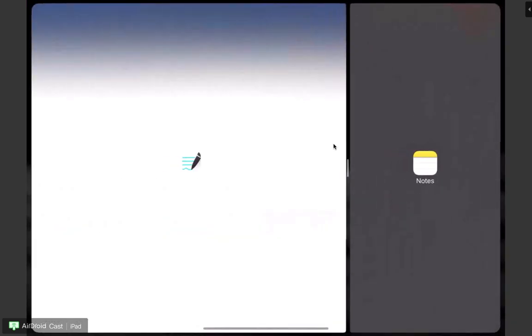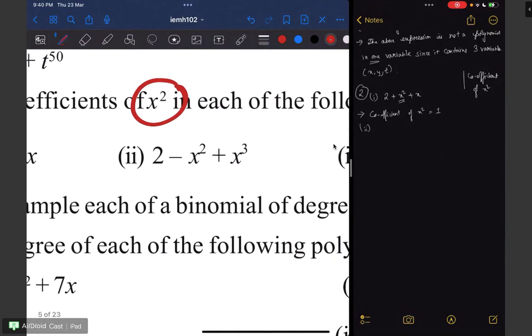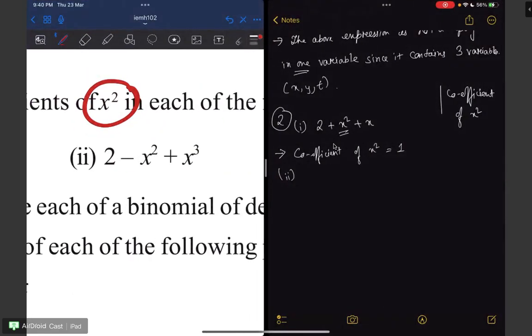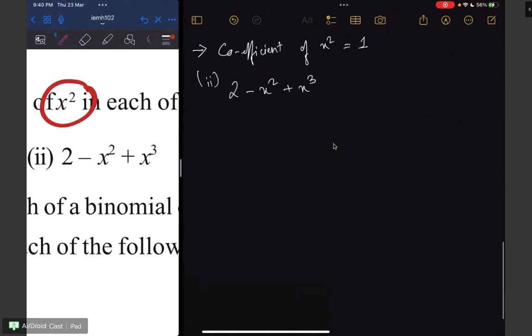Alright. So I hope you have understood how to find out the coefficient of a particular variable. Now let's go to the second problem. The second problem asks us to find the coefficient of 2 minus x square plus x cube. So here also we need to find the coefficient of x square.